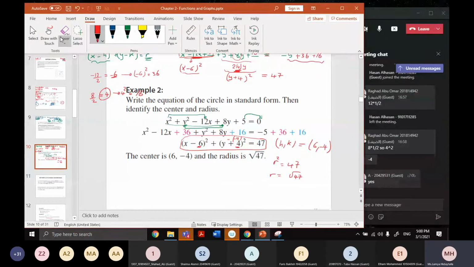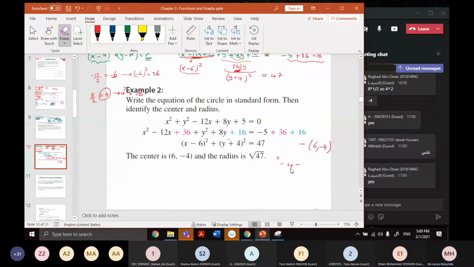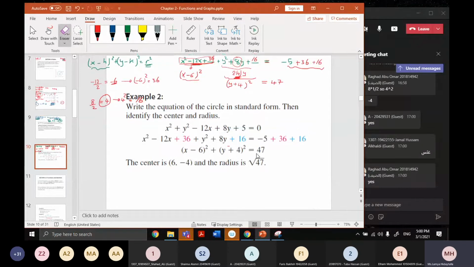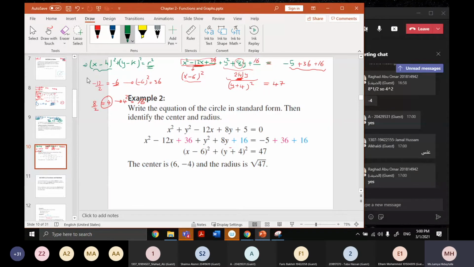Okay, there is another way. If you like, choose the easiest. I'll tell you another way. Look at this equation here. If we expand it, what are we going to get? Expand this equation. What will you get?